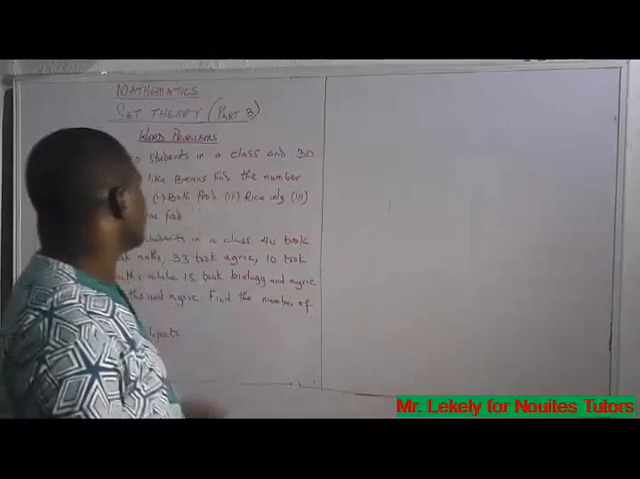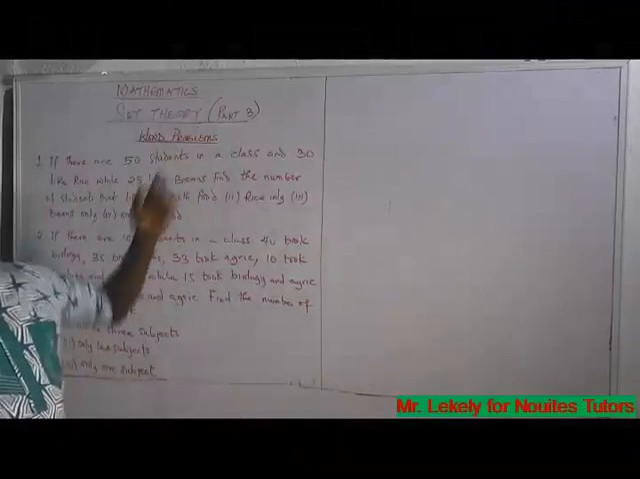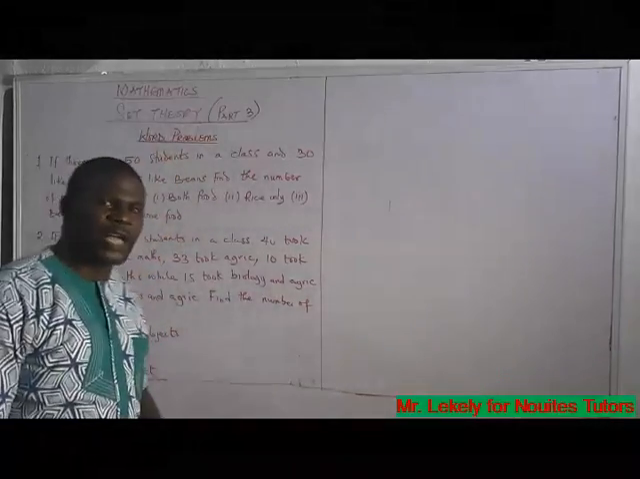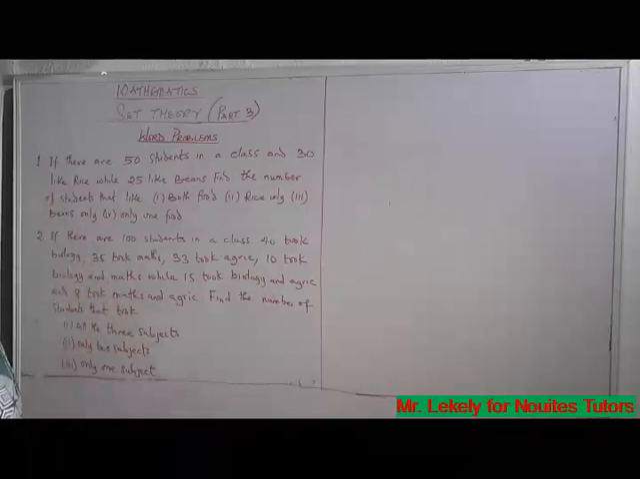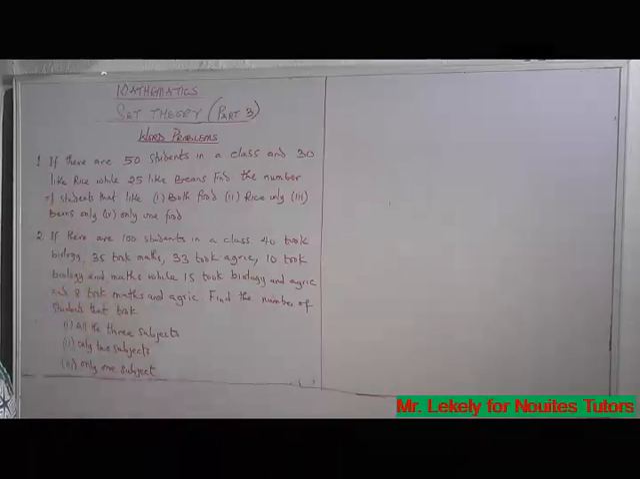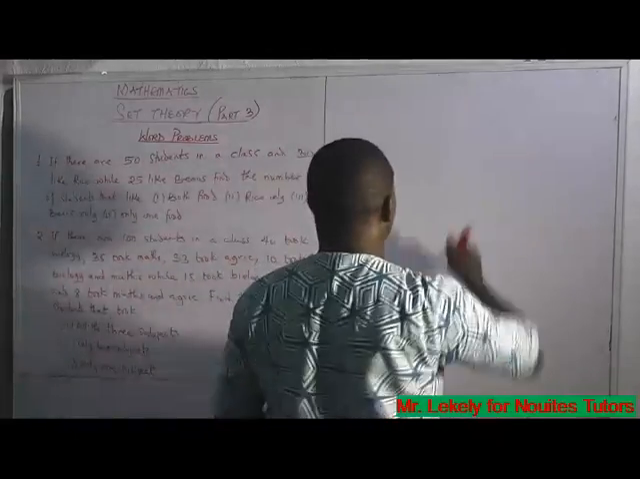Okay, yeah, this is set theory part 3, where we are going to be looking at word problems in set theory. Look at these two questions on the board. If there are 50 students in a class and 30 like rice, while 25 like beans, find the number of students that like both foods, rice only, beans only, and only one food. Now let's do this together.